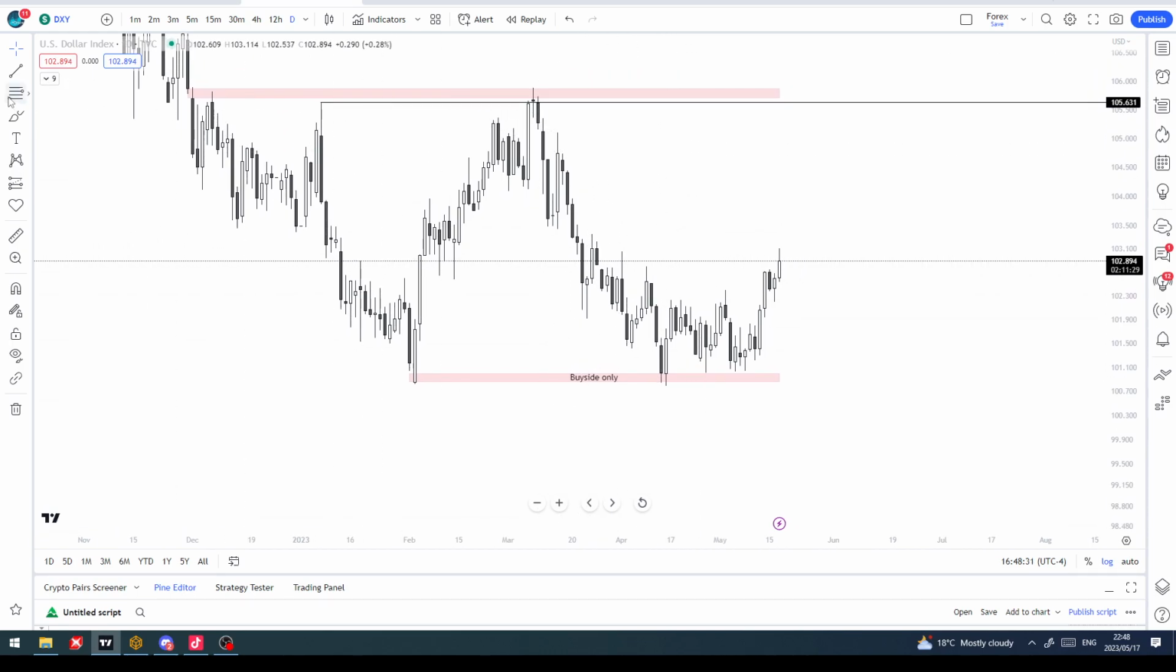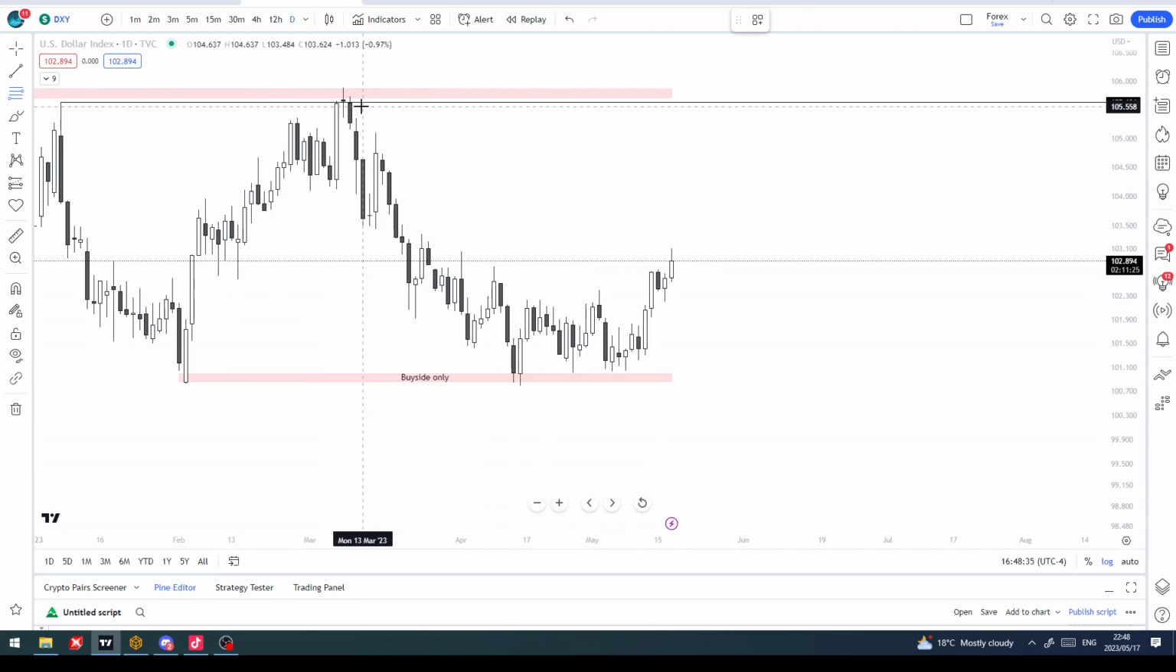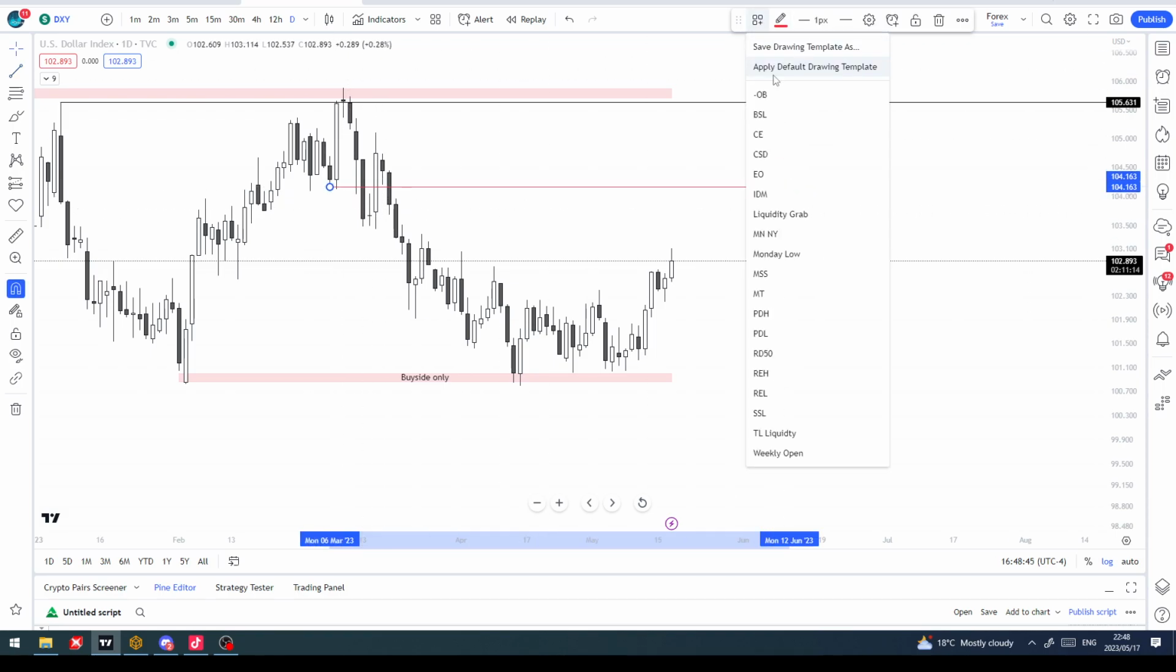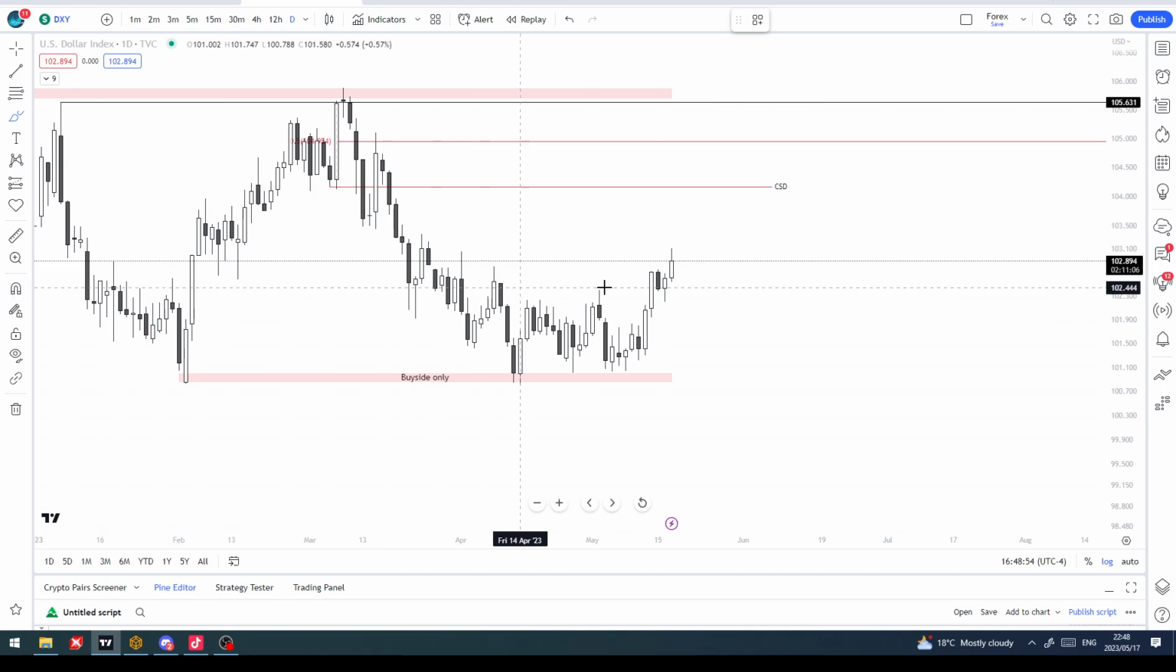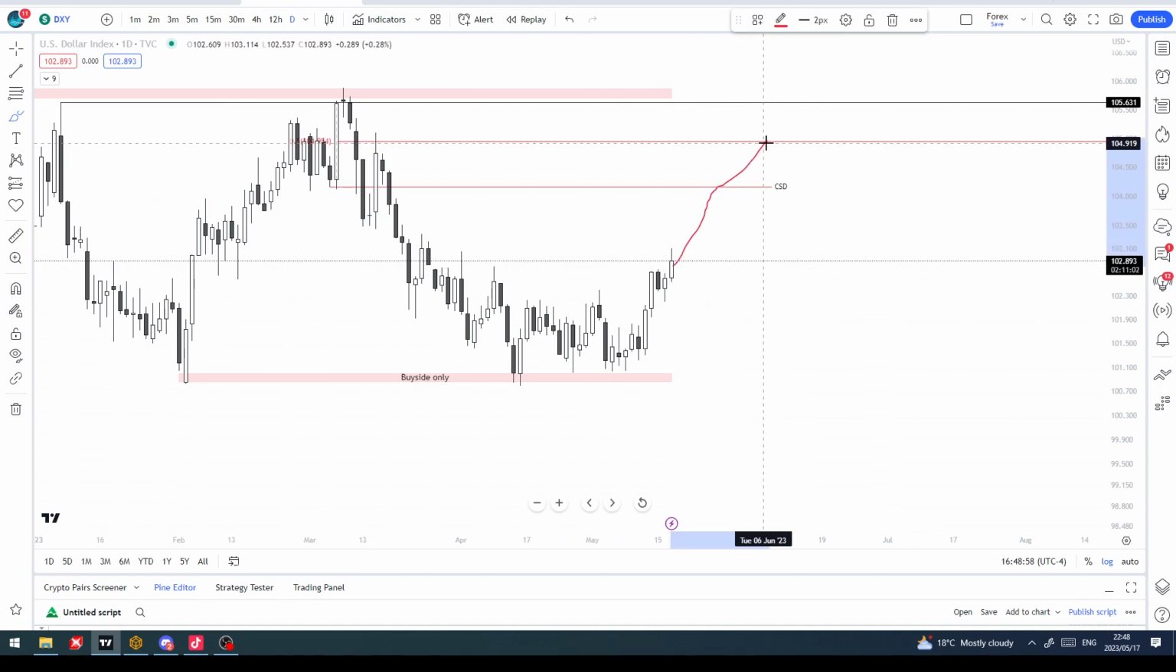So all I can say or think of is let's treat this as the model, right? As if it were M5 also. CSD here. 50% of the CSD candle here. So be it. 104, 105.